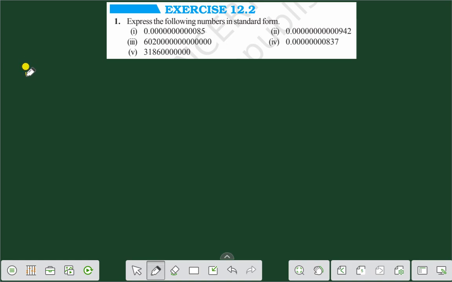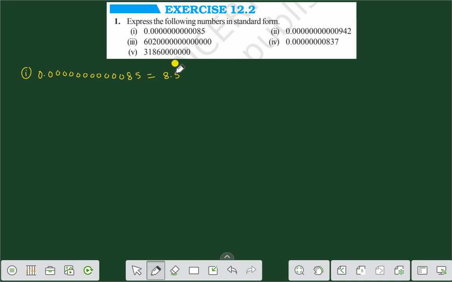The first one is 0 point. How many zeros? Counting, there are 11 zeros, followed by 8 5. If we write in standard form, we can write here as 8.5.